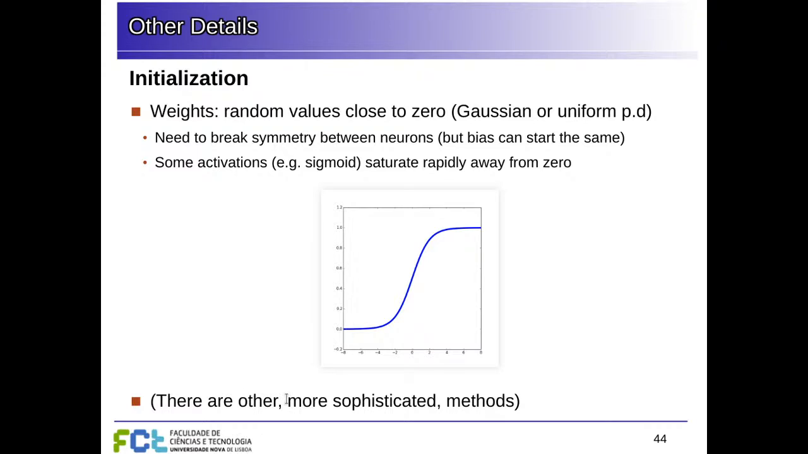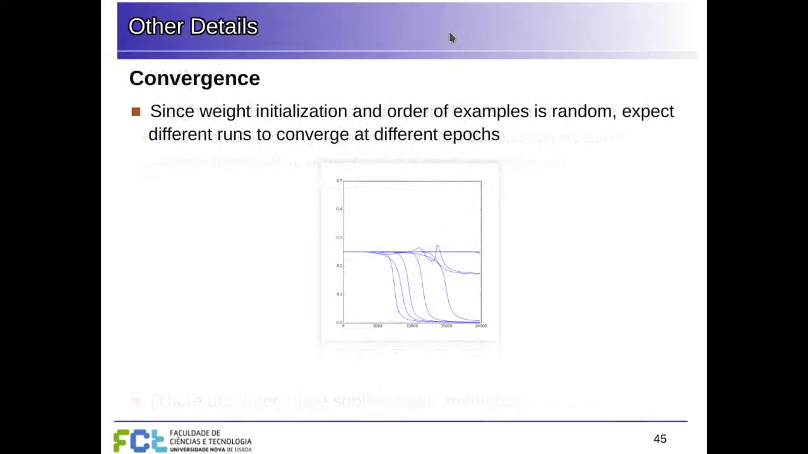But basically, the important message now is that we cannot have neurons that start with the same weights, because those neurons will always have the same weights if they are in the same layer, and that will ruin the network.